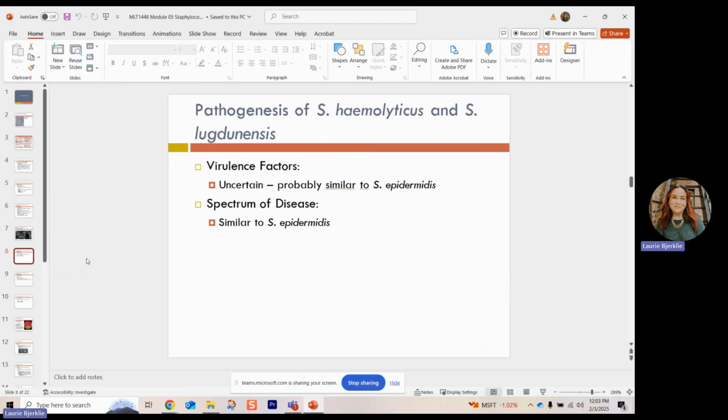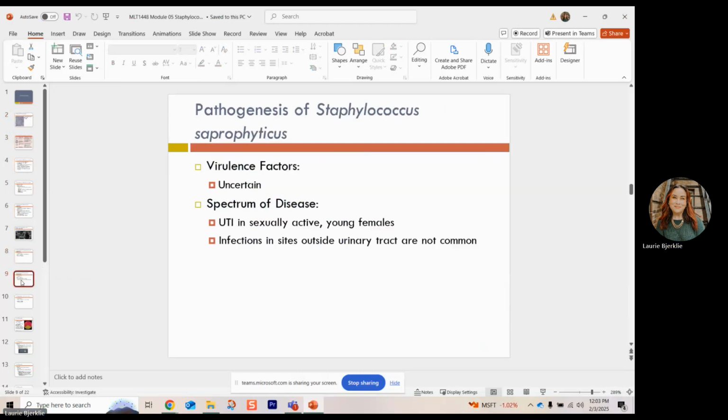I don't really focus on hemolyticus and lugdunensis as much, but keep it in mind, they're definitely some staphs that you're going to see pop up, very similar cases to Staph epi. And then Staph saprophyticus, not totally great on defining the virulence factors here, but again, found in the genitourinary tract. So the disease that it's been heavily linked to is UTIs, and especially in more sexually active women. But again, you can find it as UTIs in anybody really, but that's who it tends to be found in. Other types of infections, not as common.